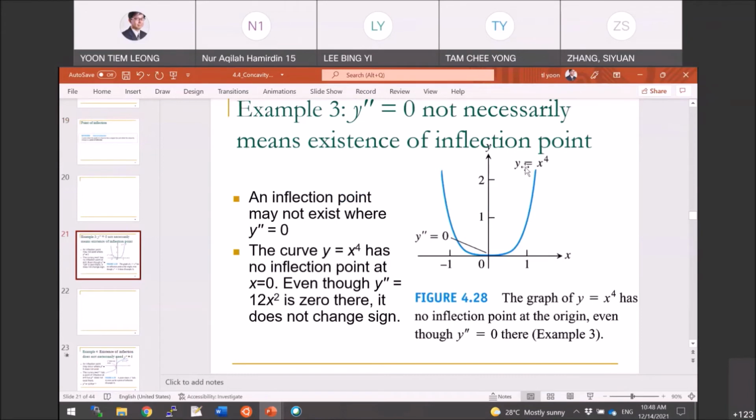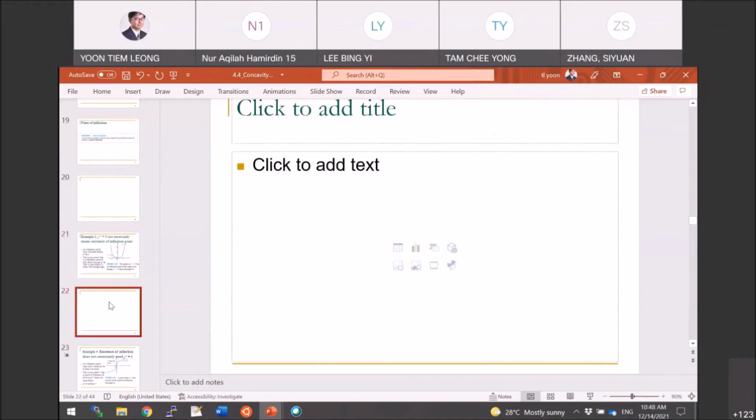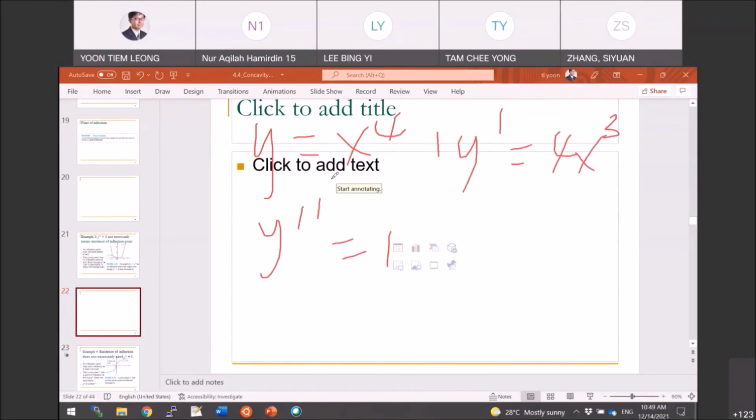Then you look at these functions. Now this is a function where you don't have an inflection point. Why is it that there is no inflection point? Because you look at this function, y equals x power 4. For y equals x power 4, you look at y prime, you got 4x cubed. Then y prime prime, you have 12x squared. And it is always positive, larger than or equal to 0. So the y prime prime has always been of the same sign, so it will never change sign, right?